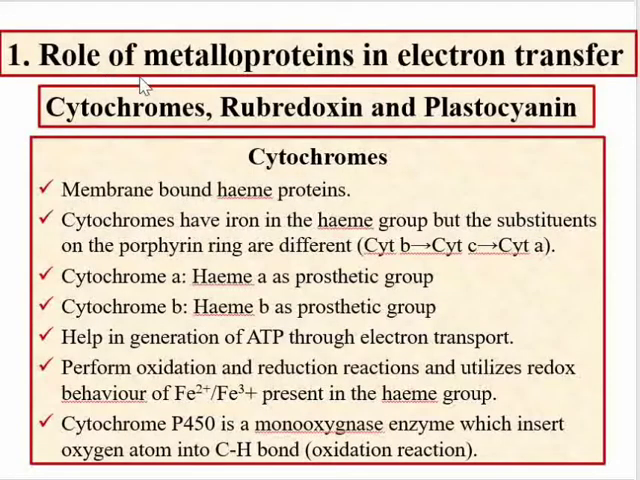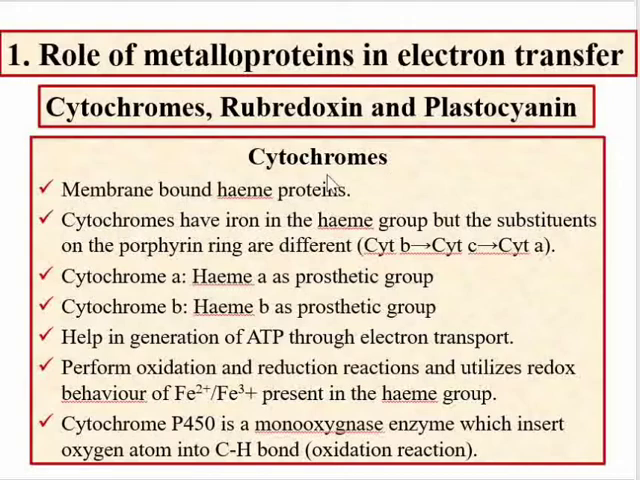Now we will discuss one by one the different functions or roles of metalloproteins in the biological system. First we will discuss the role of metalloproteins in electron transfer. What kind of metalloproteins are helpful in electron transfer? The main three metalloproteins: one is cytochrome, the second is rubredoxin, and the third is plastocyanin. These three are mainly responsible for electron transfer, and these are metalloproteins.